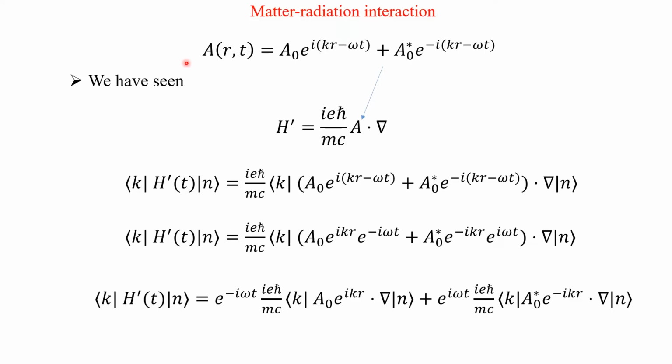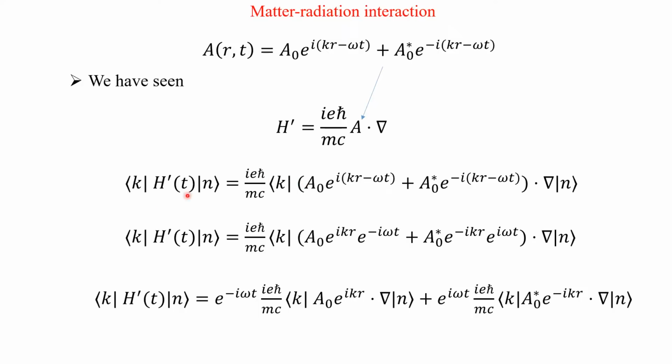We know the solution for the wave equation based on A, that is, A, which is a function of r and t, is equal to A naught e power i(k·r minus omega t) plus A naught star e power minus i(k·r minus omega t), because this is the complex conjugate of the first one. However, we know that the perturbed Hamiltonian is defined as H prime is equal to i e h cross over mc A dot del. So here you substitute for A.